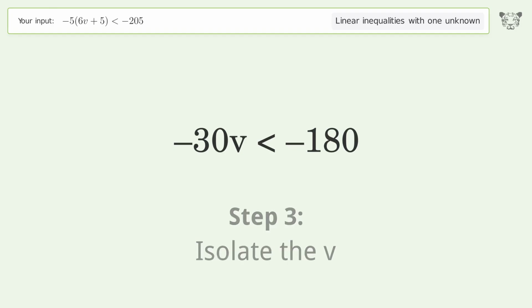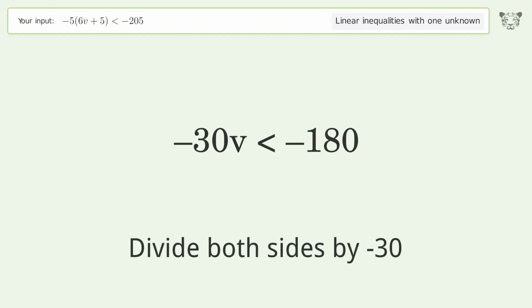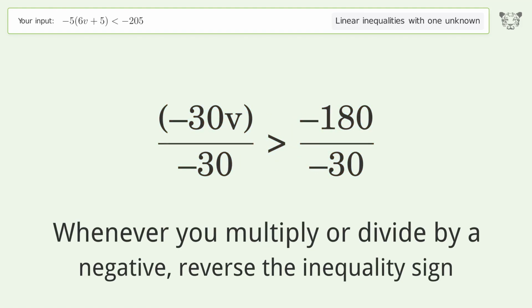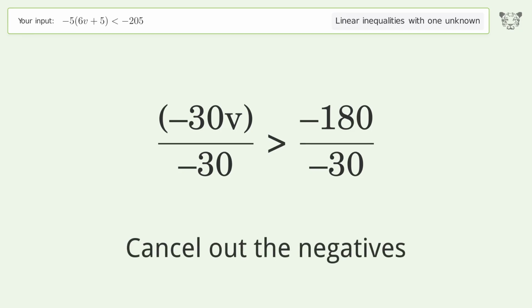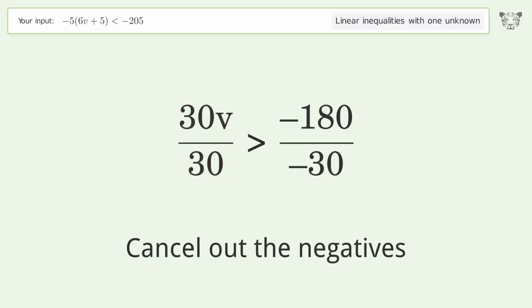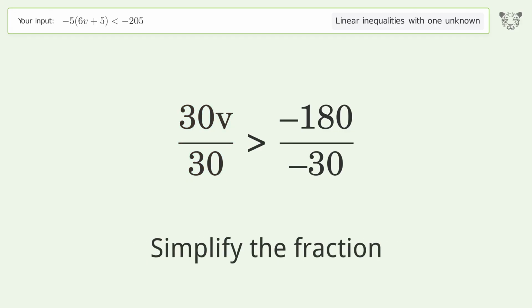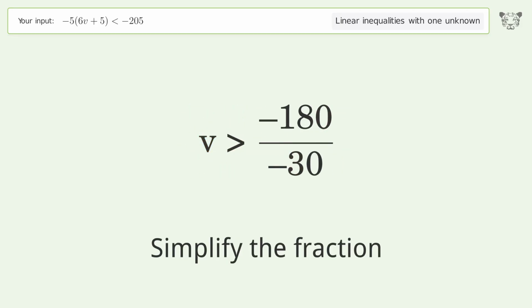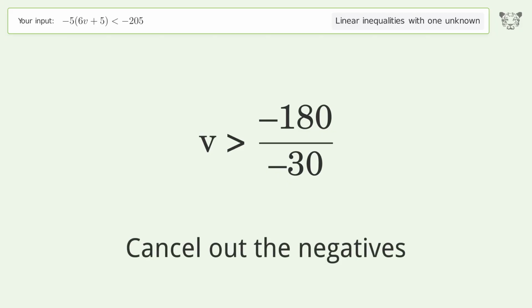Isolate the v. Divide both sides by -30. Whenever you multiply or divide by a negative, reverse the inequality sign. Cancel out the negatives. Simplify the fraction. Cancel out the negatives.